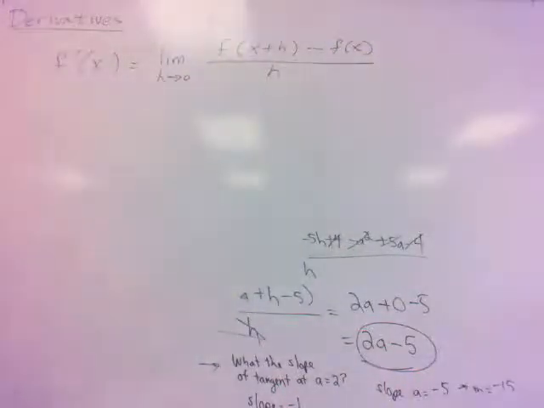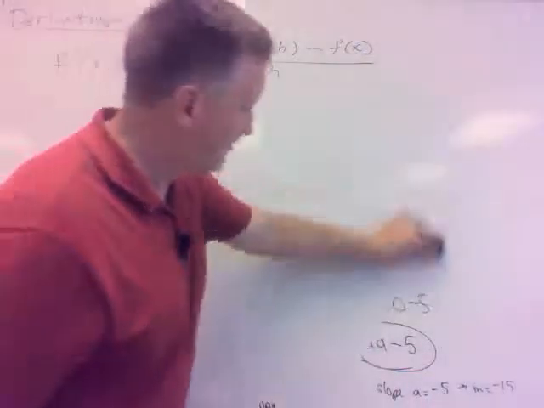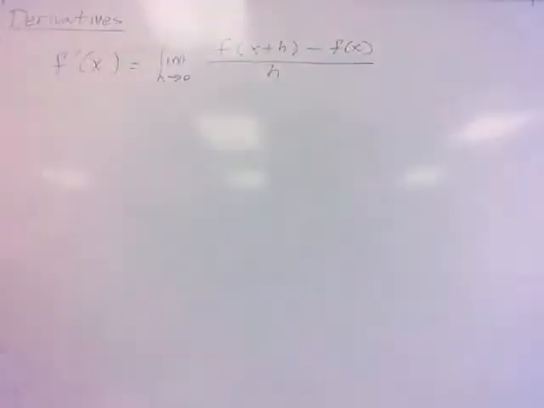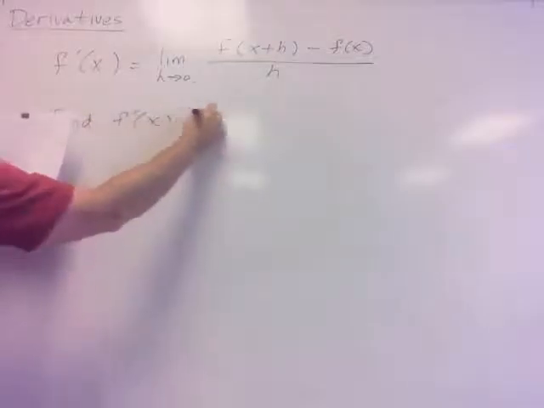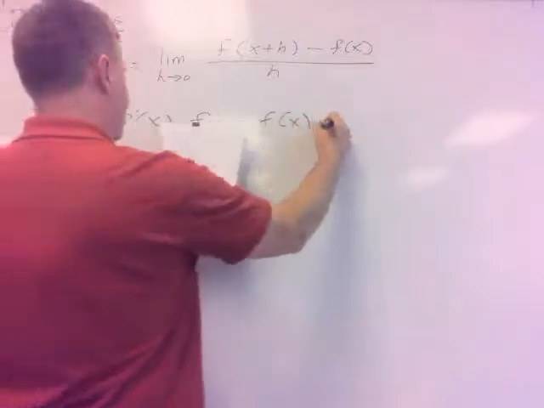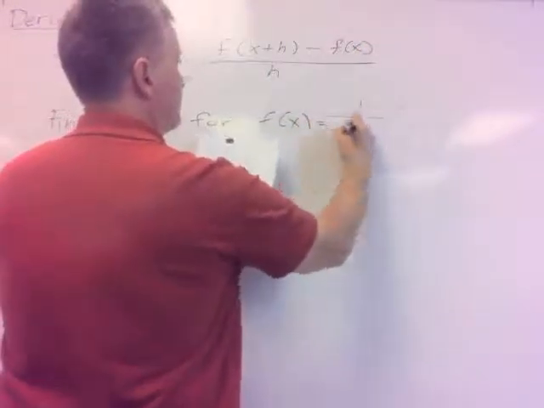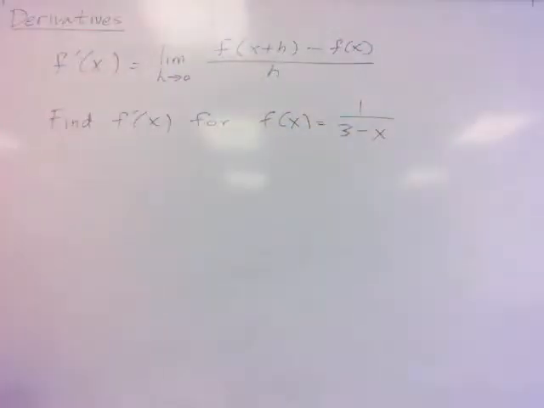Do you see that's the same thing? It's the very same thing. I'm using X, though, instead of using A. A was good for a while, but now we move on to bigger and better things here, okay? We're just going to call it the derivative at X, because that's what A is. A is an X value. Okay? So it says find f prime of X for f of X equals 1 over 3 minus X.